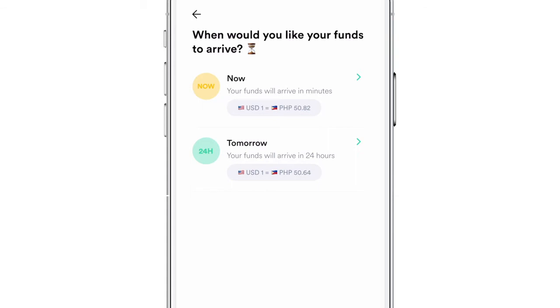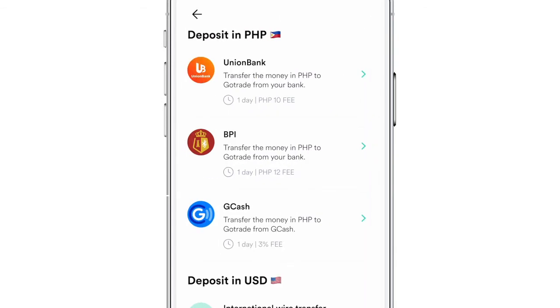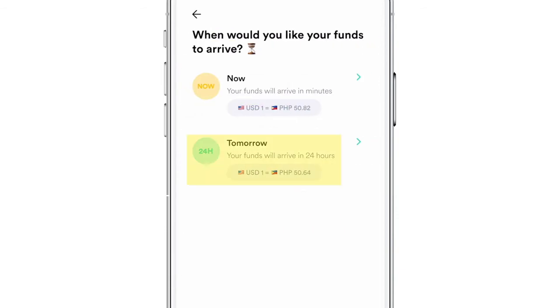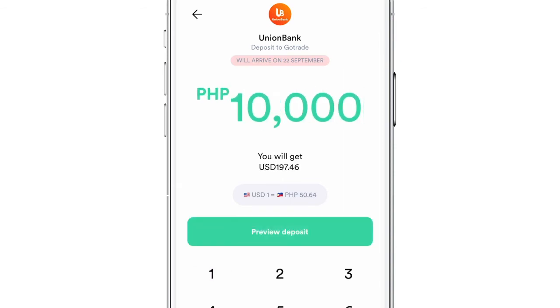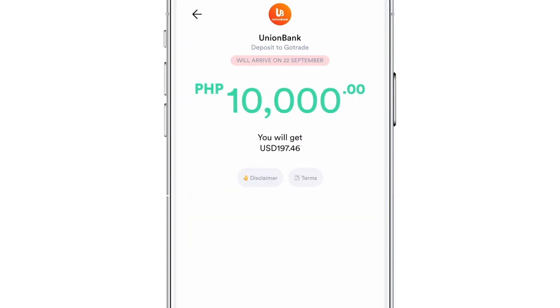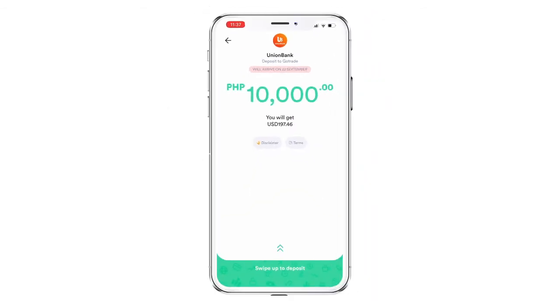Okay, so let's try to deposit. I will use Union Bank since it has the cheapest fee. And kahit tomorrow na siya. So today is September 21. It says here it will arrive on September 22. Okay, let's try to deposit 10,000. Preview deposit. Okay, you will get $197.46.